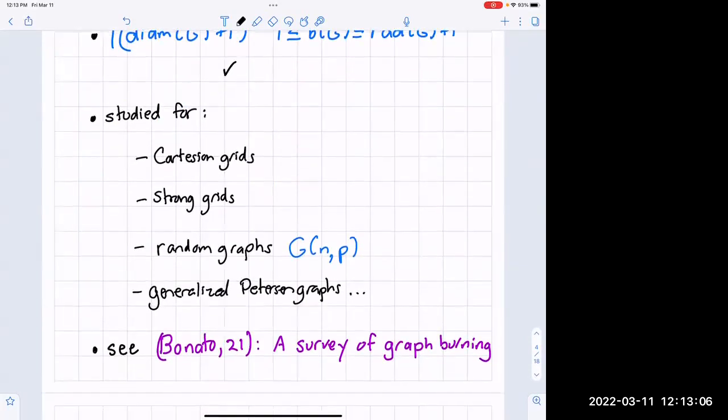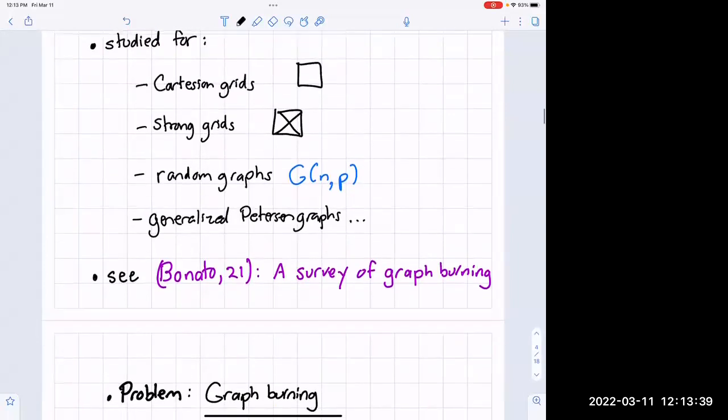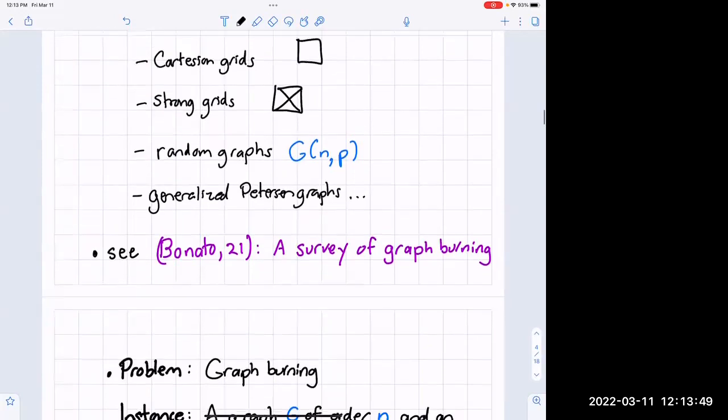Many things have been done now. There are at least 24 papers that have appeared about burning since the initial work. Grids are really interesting kinds of graphs. Cartesian grids, where the cells look like 4-cycles, have been studied quite a bit, and there are various results. Strong grids have cells like K4s. People have also looked at binomial random graphs and other graph families like generalized Petersen graphs. I didn't cite all these, but my 2021 survey paper has a pretty exhaustive literature review of all the different results.